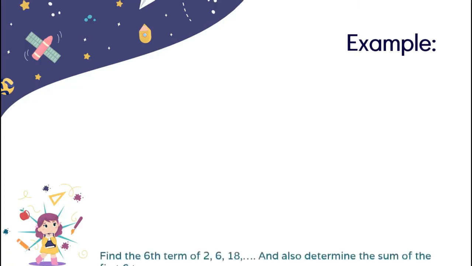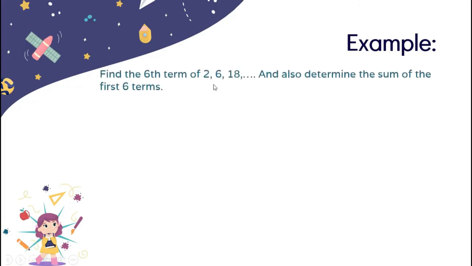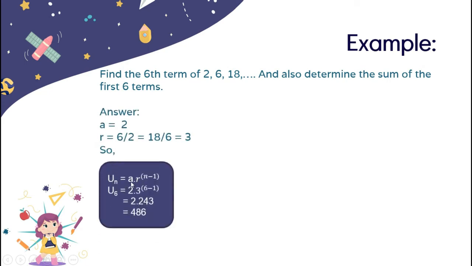Okay, for the example, find the 6th term of 2, 6, 18, ... and also determine the sum of the first 6 terms. The answer is, we know a equals 2, r equals 3, so un equals a multiplied by r to the n minus 1 power. u6 equals 2 multiplied by 3 to the 6 minus 1 power, then operated to produce u6 equals 486.